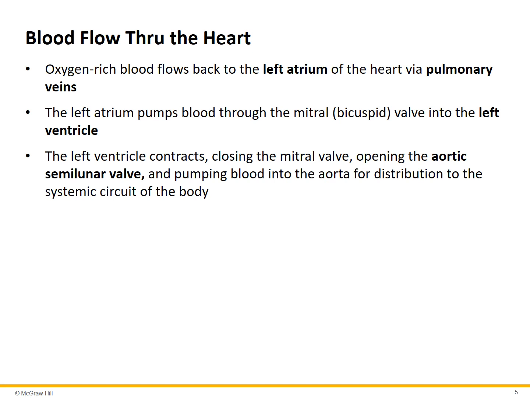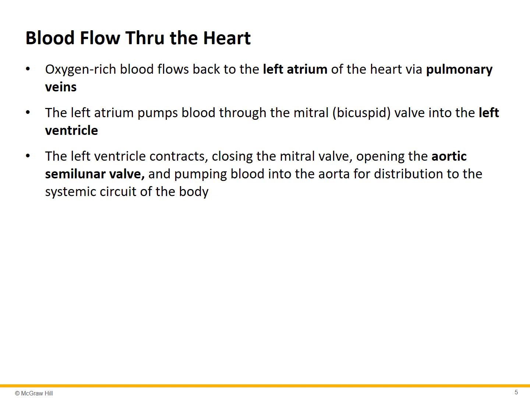Don't confuse this with the right and left side of the heart. It's just that you have a right lung and a left lung, right? The blood is going to fill the left atrium. The pressure is going to start to increase. This is going to cause an opening of the left AV valve, also called the mitral or bicuspid valve. Pressure is then going to build up in the left ventricle, and that's going to close the left AV valve and force open the aortic semilunar valve.